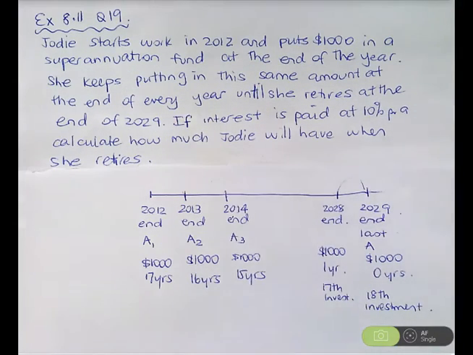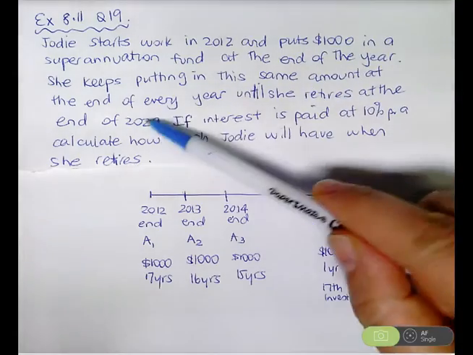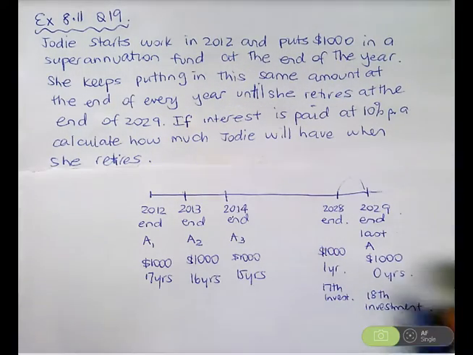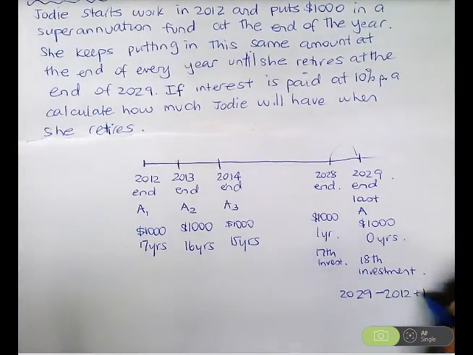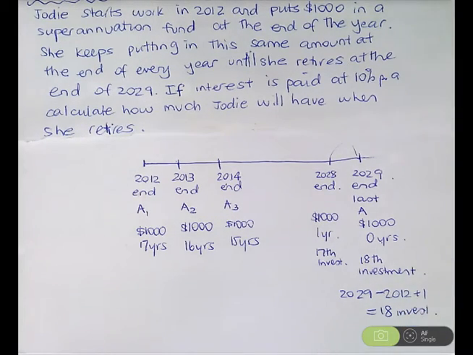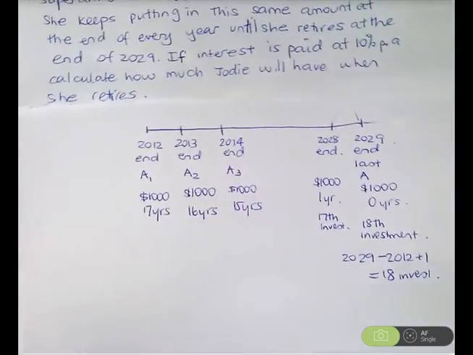Now, when we try to do number of terms, I always say the first one minus the last one, add 1, that's why this works, because 2029 take away 2012 plus 1 is actually 18 investments. But the thing with this is the last investment doesn't earn any interest. Okay, so we're just going to put this all down now.